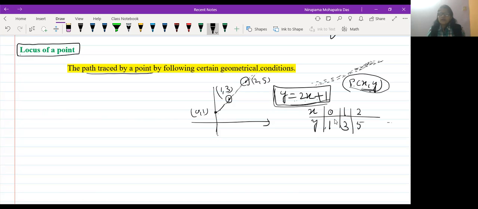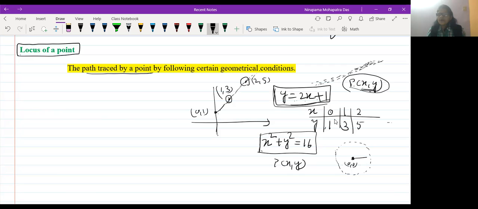Similarly, if I take some other conditions, which you will be studying later on, if I write here x square plus y square equal to 16, and I take various points, the path traced by the point x, y following this condition will give us a circle with center at 0, 0 and radius 4 units.